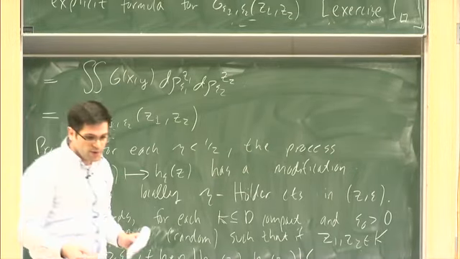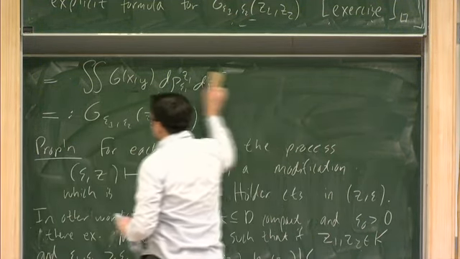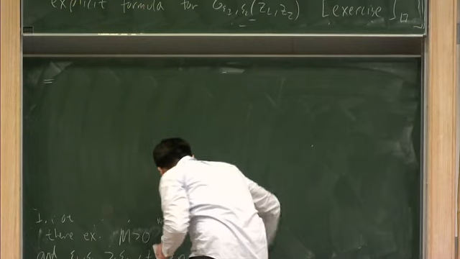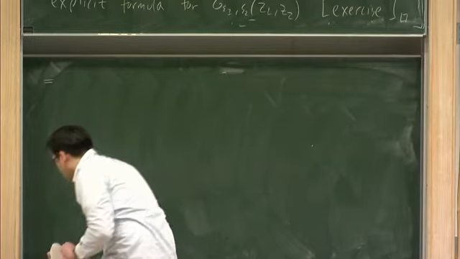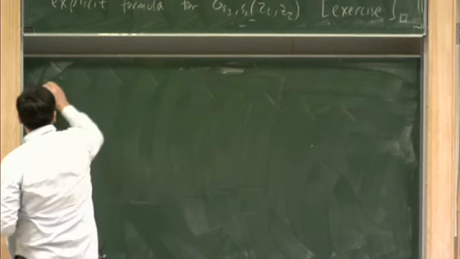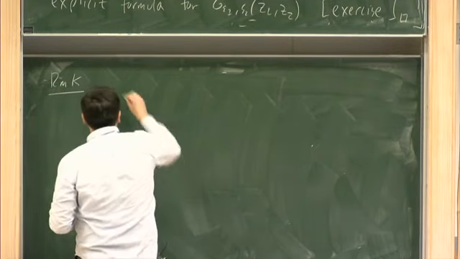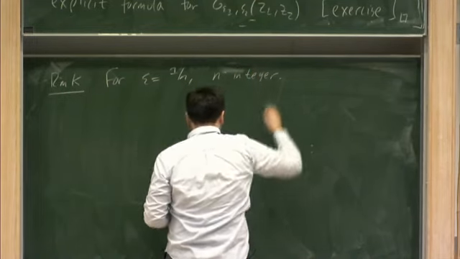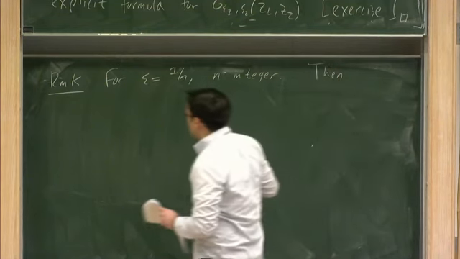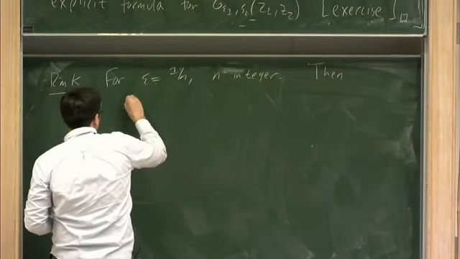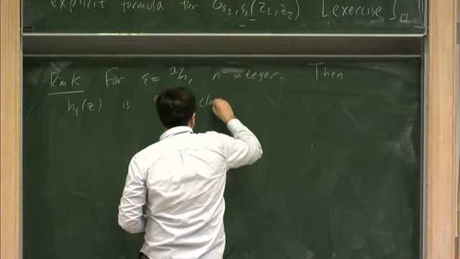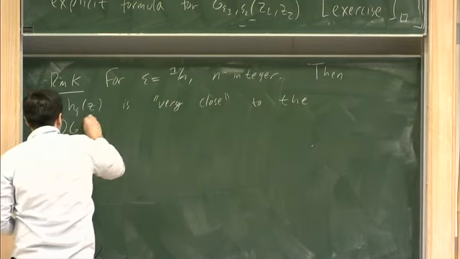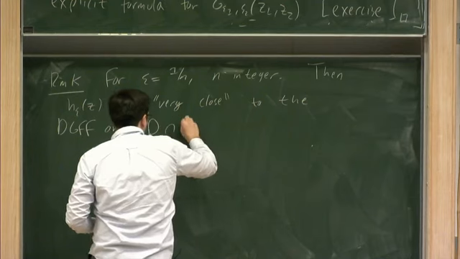Okay, so the last thing that I want to do in the last few minutes before lunch is just record one remark about the circle average process, and that's that if you take your value of epsilon here to be 1 over n, where n is an integer, then h epsilon of z, this process, is in some sense very well approximated by the discrete Gaussian free field on your domain intersected with, say, the square lattice.